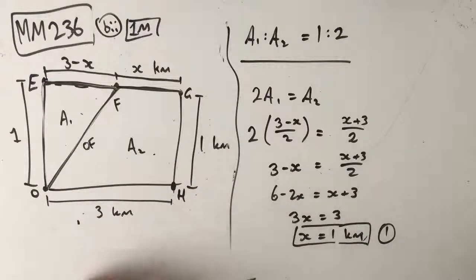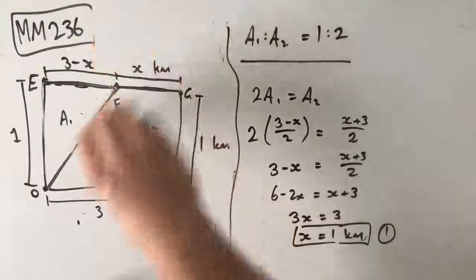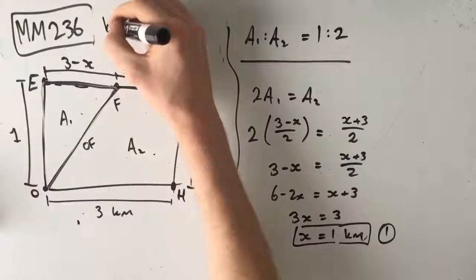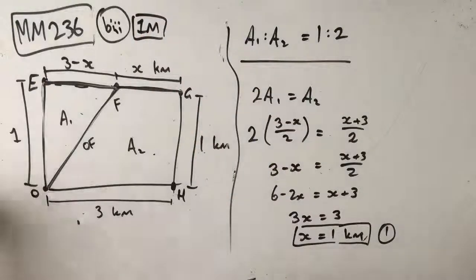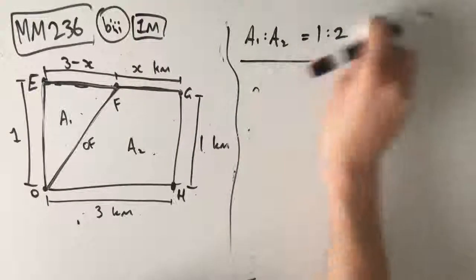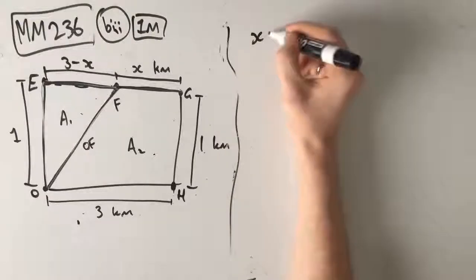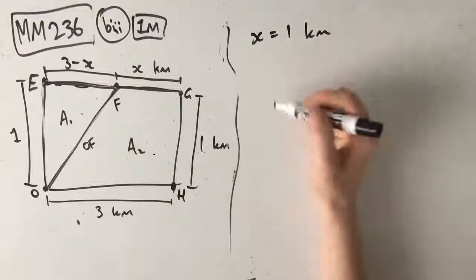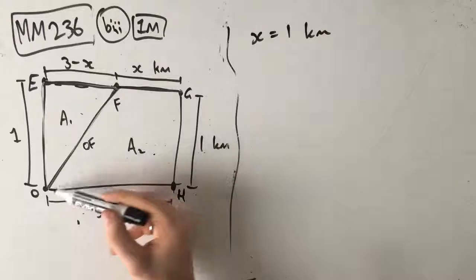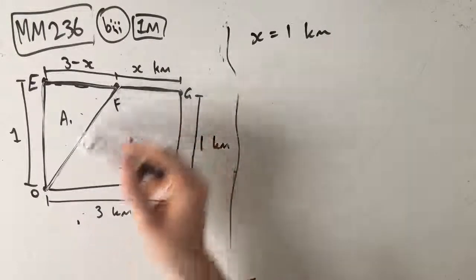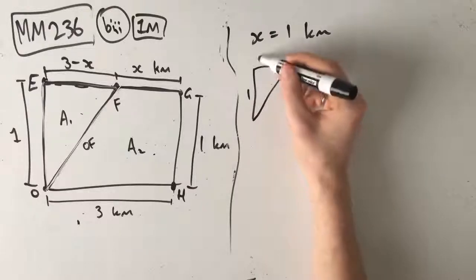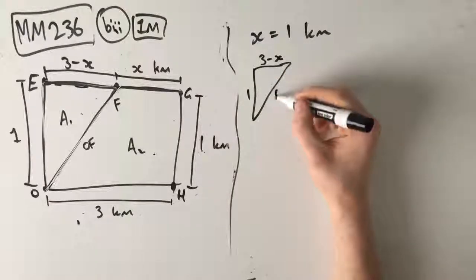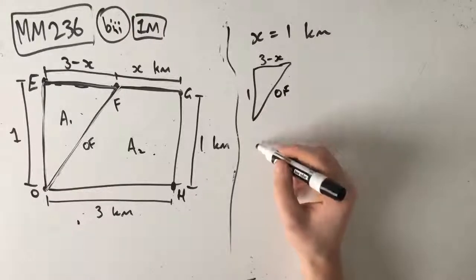Sweet, let's move on to part B, III. So part B, III is, again, a 1 mark question. And we're tasked to find the length of OF in this case. Okay, so we know that x is equal to 1. So x equals 1 kilometer. And we know that the length of OF is, again, the hypotenuse of this triangle, right? So this triangle has sides 1 and 3 minus x, and we're looking for OF.